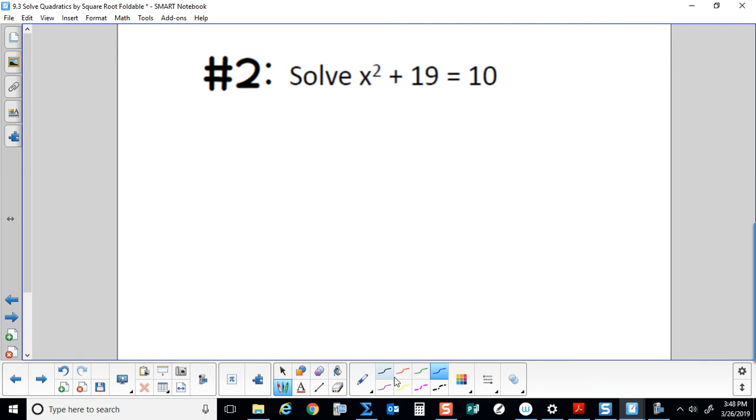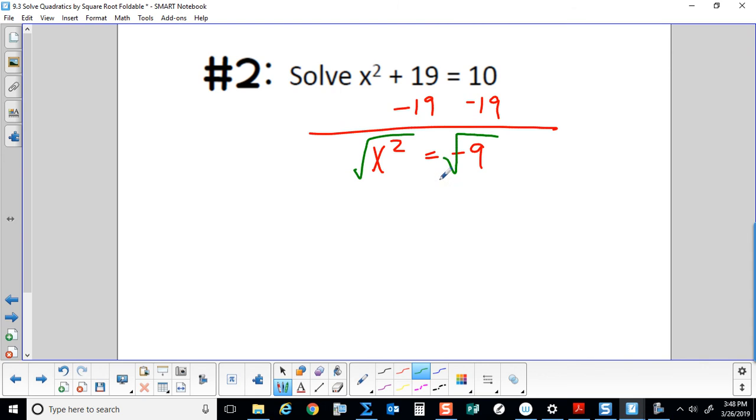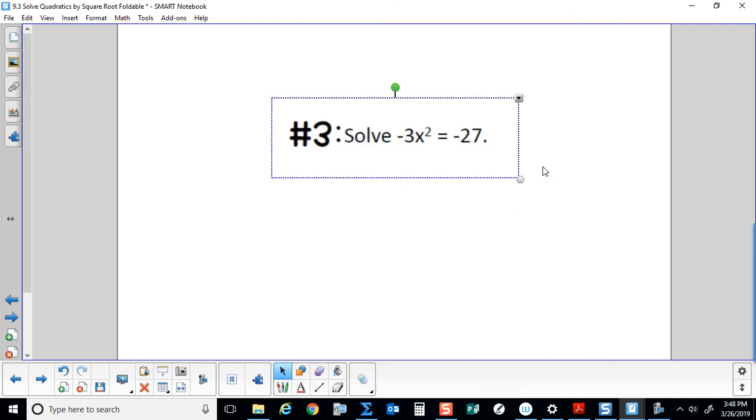Try number 2. Number 2, we have no solution. You can't take the square root of a negative number. Try number 3.